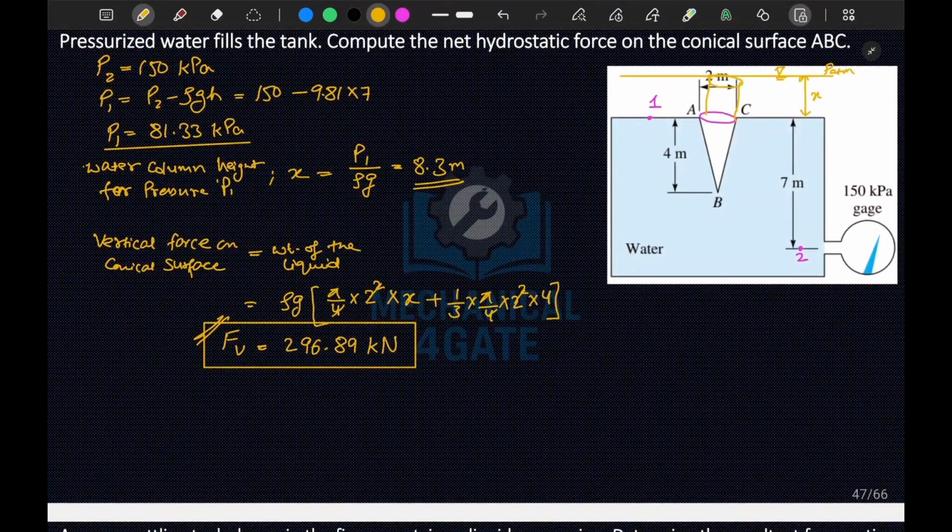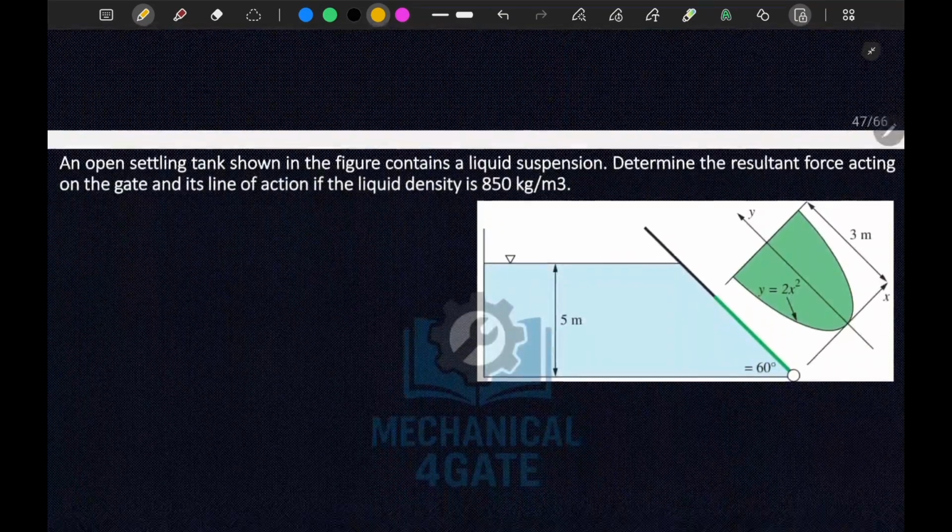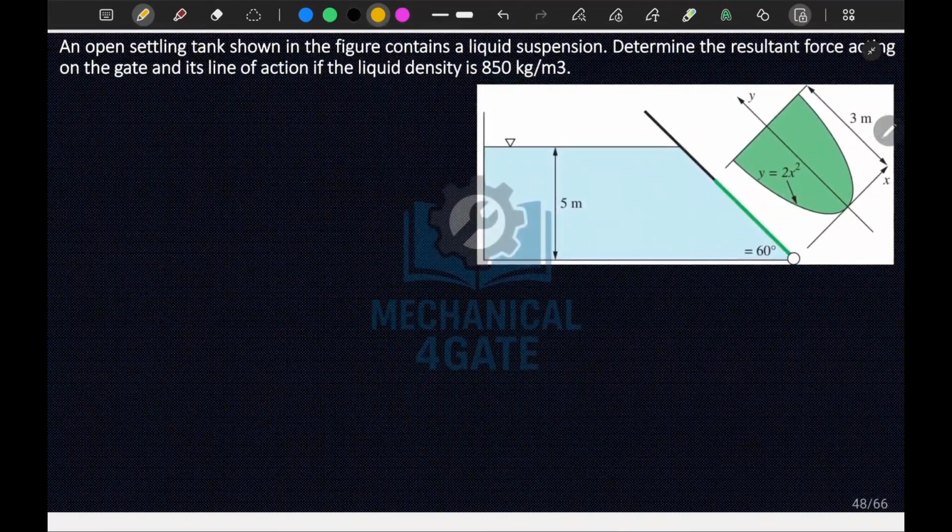I hope you get how to solve this question. Okay, now let's move to the next question. So here an open settling tank is shown in the figure, containing a liquid suspension. Okay, determine the resultant force acting on the gate and its line of action, if the liquid density is 850 kg per meter cube.